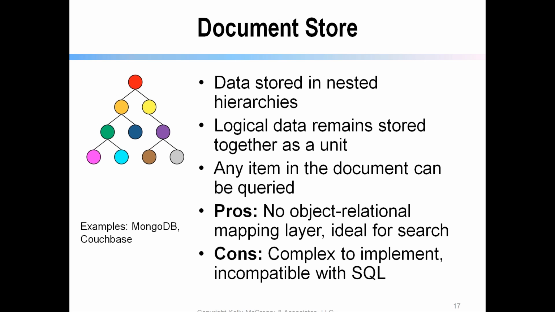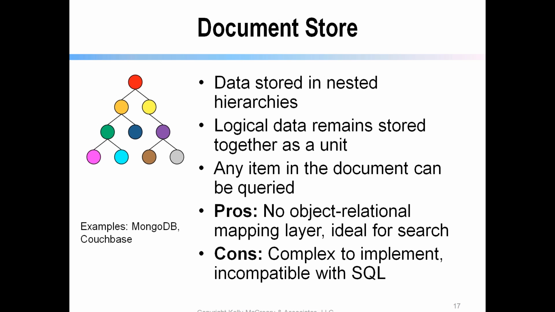Your logical data can be grouped together, so you don't have to use joins to pull data together. There's no requirement that you store them in rows and columns, and there's no object relational mapping. And one of the things about document stores is they're really ideal for search. We'll talk about that a little bit more.